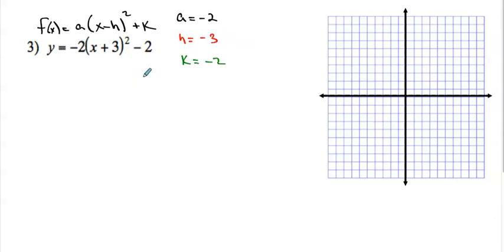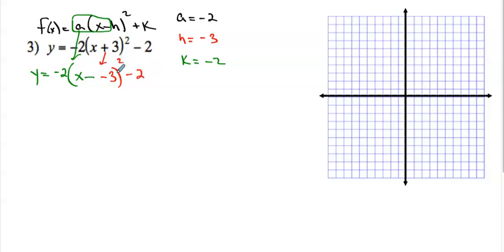So let's take a second and figure out why this is negative 3. Be careful. I'm going to rewrite this as y equals negative 2 times x minus, and that's going to mimic everything up until this point here, right? There's an x minus in my general form. Well, in order for me to get this positive 3 here, then my h value has to be negative 3.